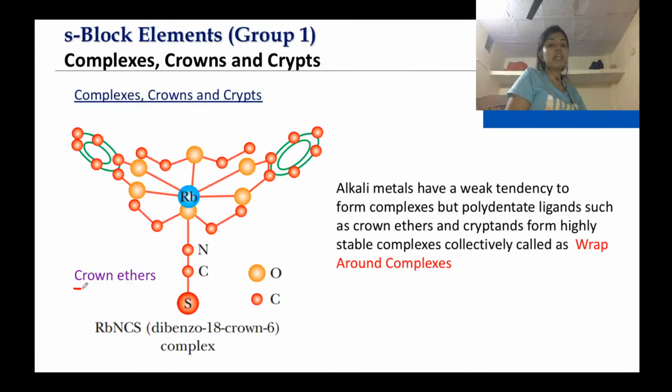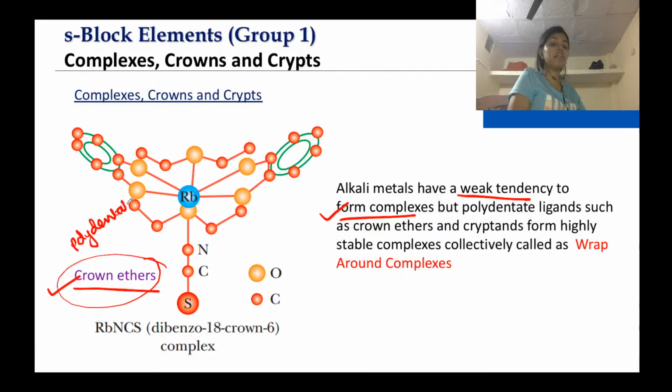Now the next one is the crown ether. What are crown ethers? They are made up of carbon and oxygen. Here you can see that the orange ones are oxygen and the red ones are carbon. In between these crown ethers, alkali metals, that is the group 1 metals, have a weak tendency to form complexes with them. These crown ethers act as polydentate ligands.